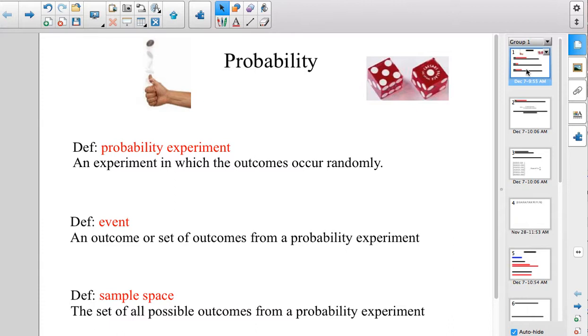An event is an outcome or set of outcomes from a probability experiment. The sample space is the set of all possible outcomes from a probability experiment. For example, if you roll the die, the sample space would be the numbers 1 through 6.